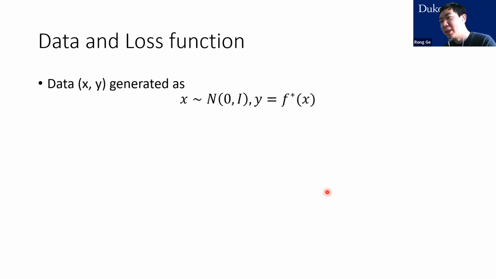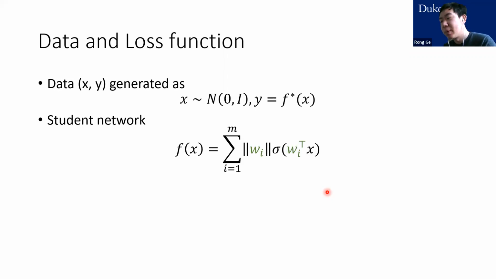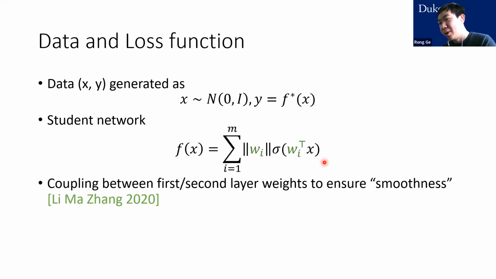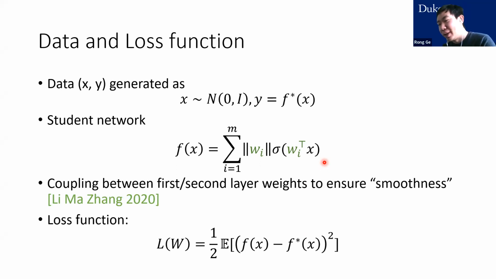What is the data? So the data is generated as follows: first we sample X from a Gaussian distribution, and then we compute Y using the ground truth teacher network. And we parameterize the student network in a funny way where we actually couple the first layer weight and the second layer weight. The reason that we are doing that is, in some sense, to ensure smoothness in optimization. So basically making the network function homogeneous makes it more well-behaved near zero. This is a technique that was applied before. And we use the standard least-squares loss.